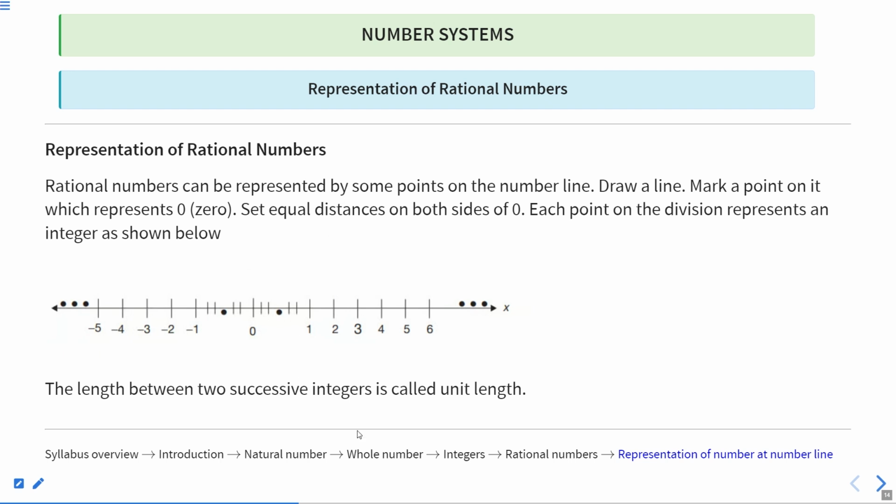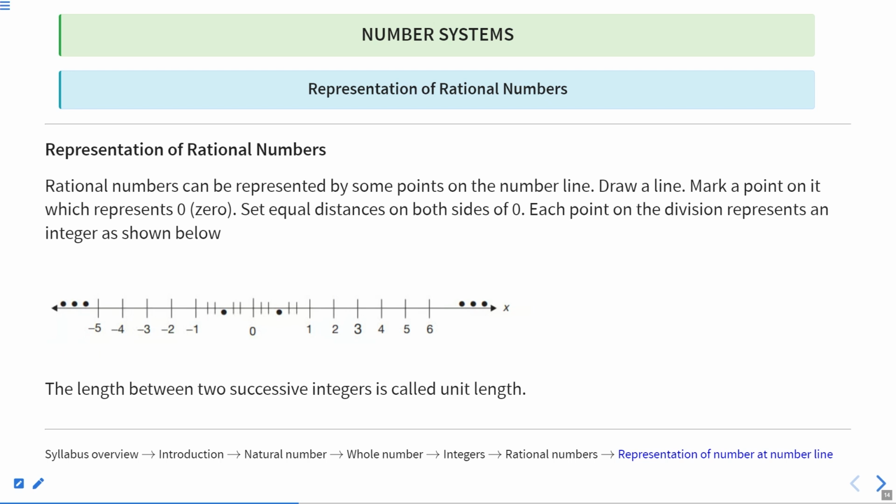The length between two successive integers is called the unit length. Keep in mind the length between two successive integers. That means the length between 0 to 1, between 1 to 2, between 2 to 3, between -1 to 0, and between -2 to -1.